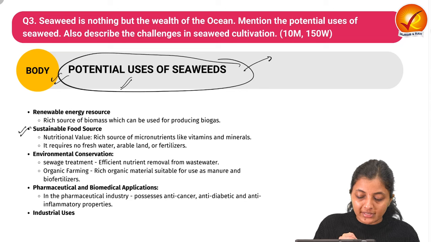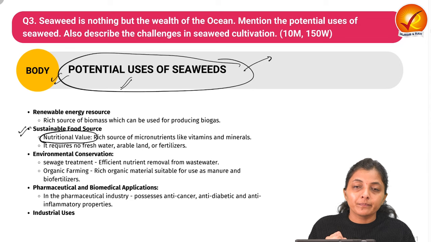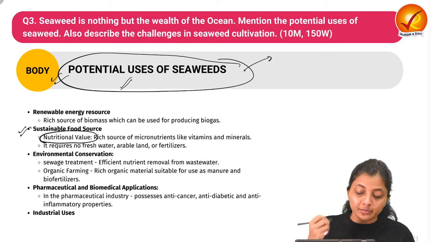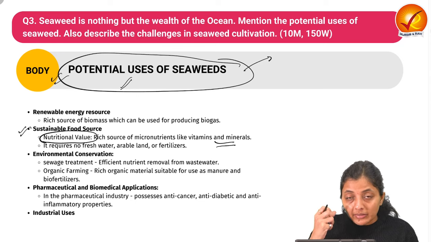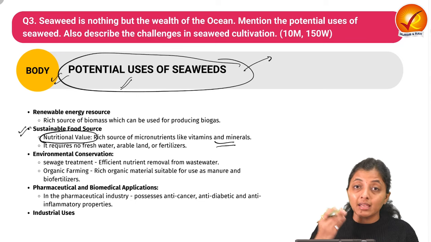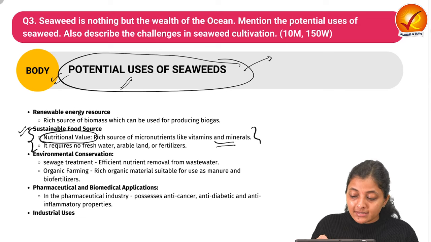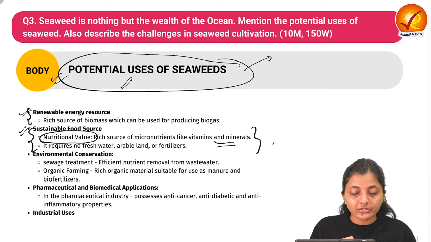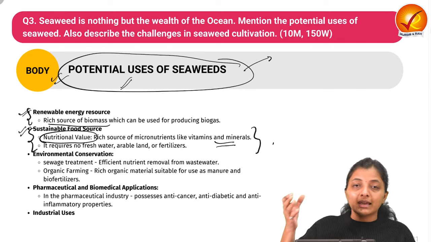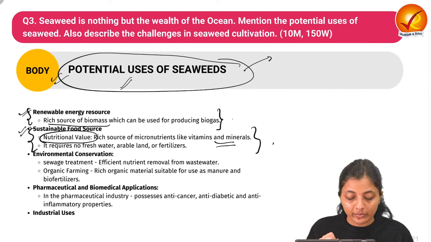So the very first thing is about the sustainable food source. It provides nutrition. These are a rich source of vitamins, minerals, and multiple micronutrients. It does not require fresh water, any fertilizers, or any arable land. So it grows in the water and it is a sustainable food source. Next is about the renewable energy source. It provides a rich source of biomass which can act as an input for biogas. So the energy demands can be fulfilled from here.